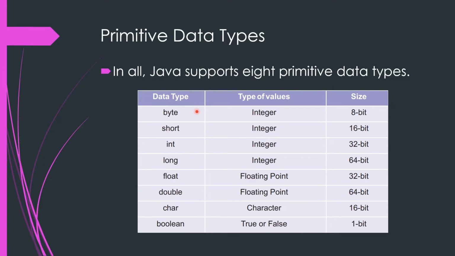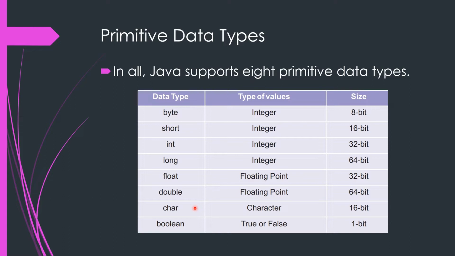These are the types of values that these data types hold, and this is their size. Byte, short, int, long can all contain integer values. Size of byte is 8-bit, short 16-bit, int 32-bit, and long 64-bit. Then float and double can contain floating point values, and float is of size 32-bit and double is of size 64-bit.